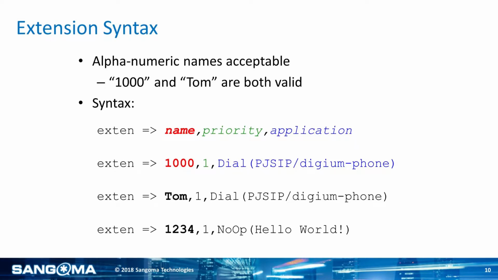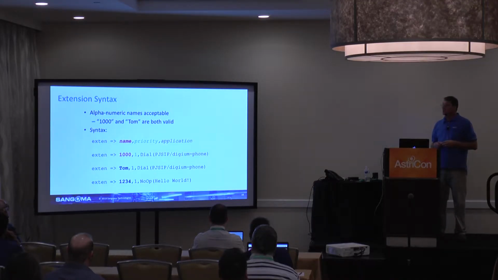So the extension syntax. Extensions are pretty much anything you can type. Most of the time they're going to be numbers because that's what we can dial with the regular telephone. But an extension can be a name. It can be a combination of name and numbers, whatever you want. And in fact, with some soft phones, it allows you to even dial alphanumeric numbers.